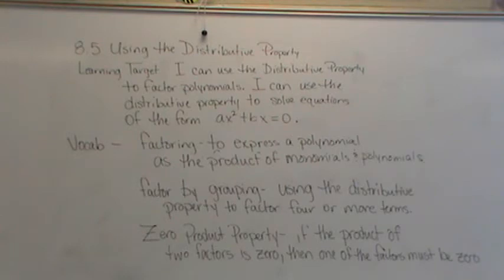Factoring is to express a polynomial as the product of monomials and a polynomial. So all you're really doing is undistributing. That's another way to look at factoring. To factor by grouping is using the distributive property to factor 4 or more terms, and we'll look at that in just a few minutes. The zero product property: if the product of two factors is 0, then one of the factors must be 0.